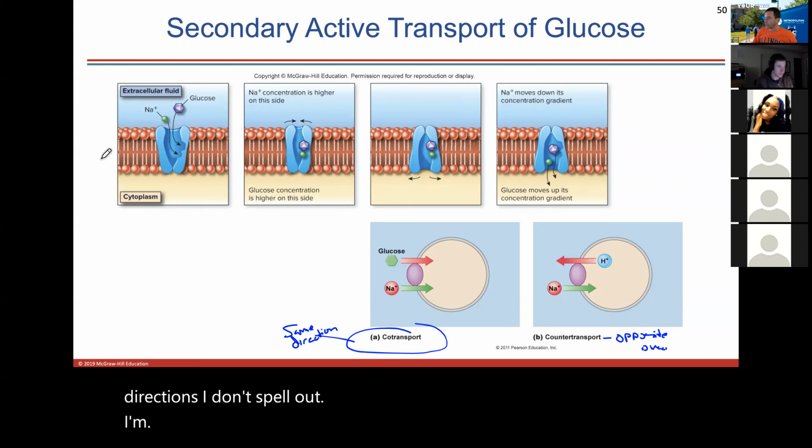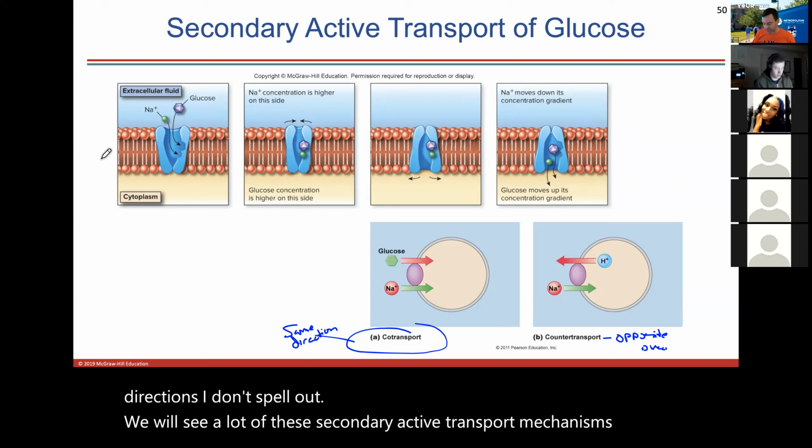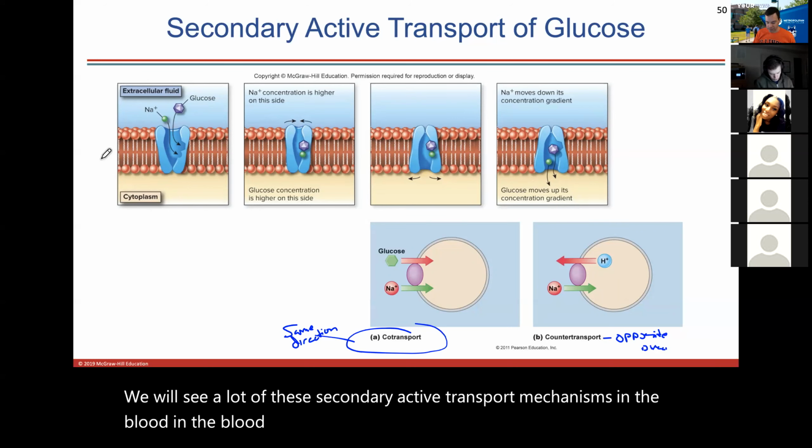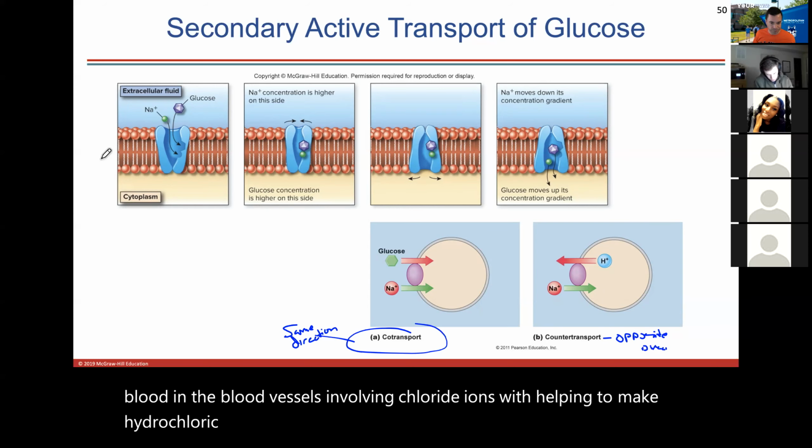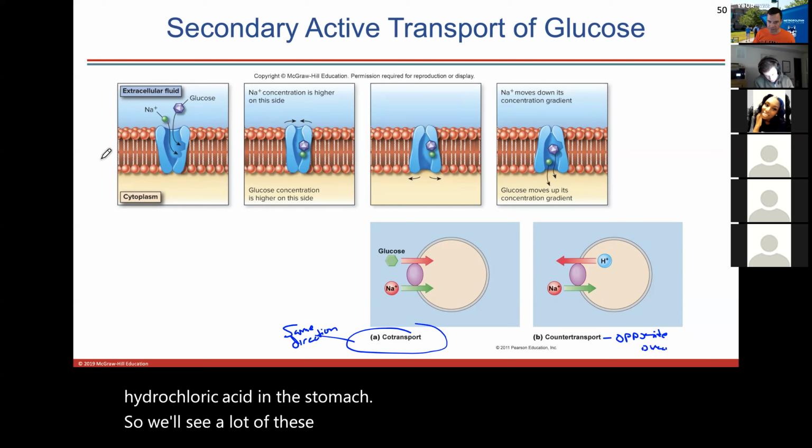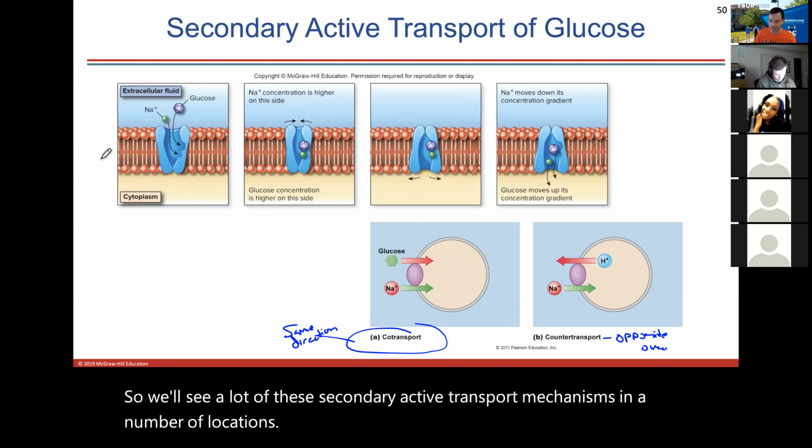We will see a lot of these secondary active transport mechanisms in the blood vessels, involving chloride ions helping to make hydrochloric acid in the stomach. So we'll see a lot of these secondary active transport mechanisms in a number of locations. We'll see these words again.